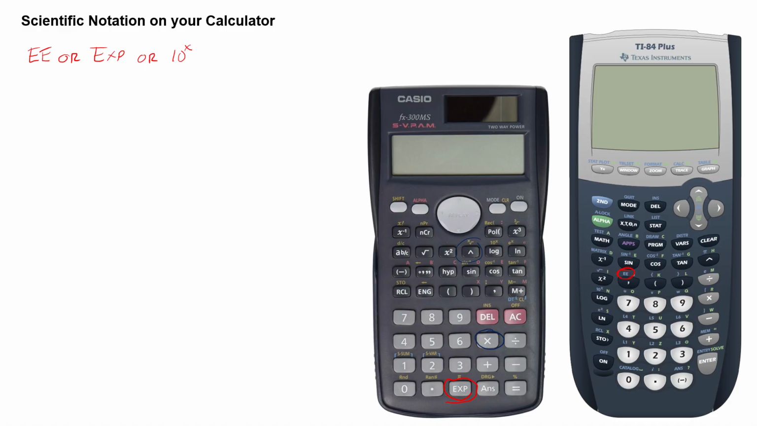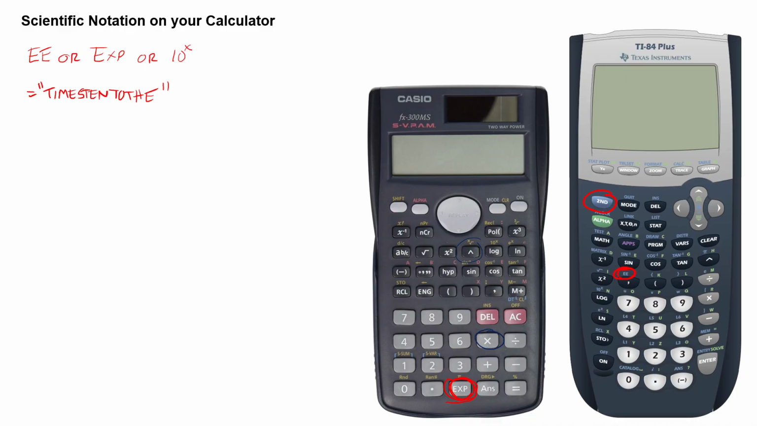What does that button mean? That button means, and I like to draw this word, it is this word. That is your times 10 to the button. Okay, times 10 to the. Think of that as a single word, single button, one word. Now, on this calculator, you just press the button straight away. There's your times 10 to the. In order to get to that EE, you actually have to do second and then EE.